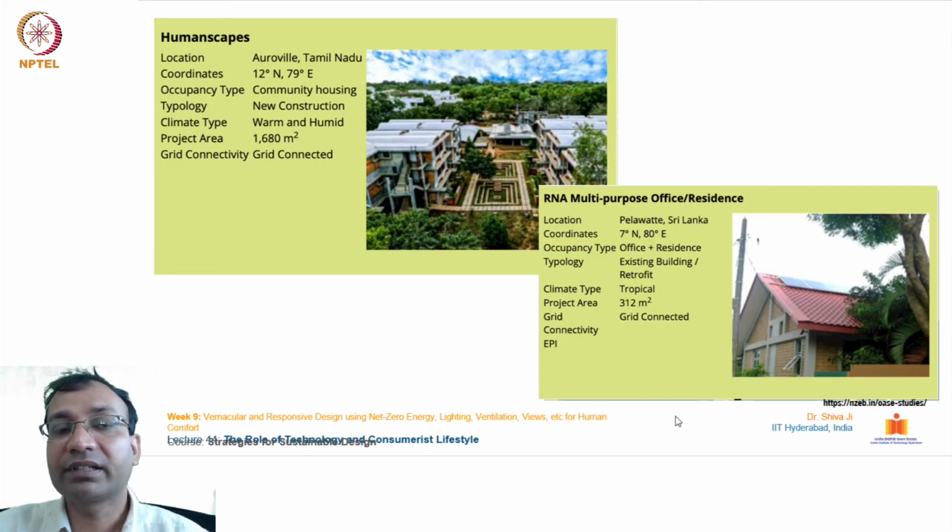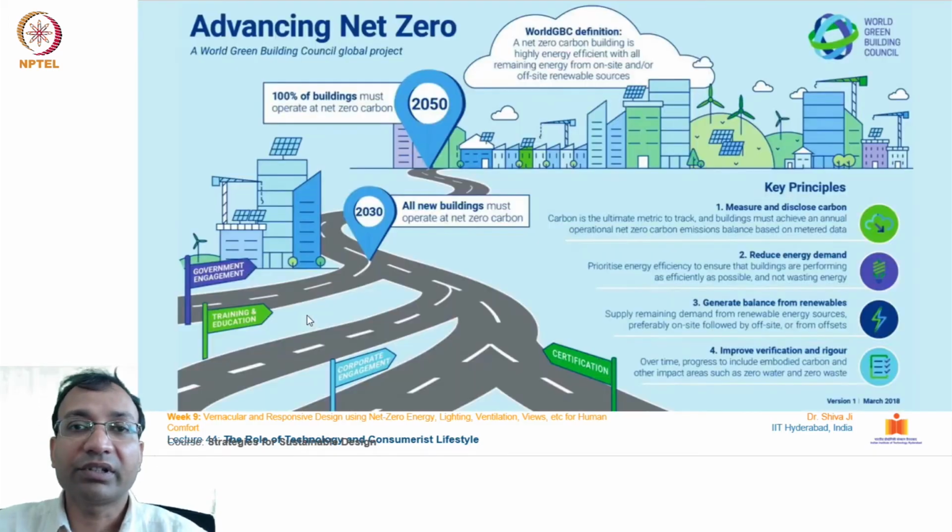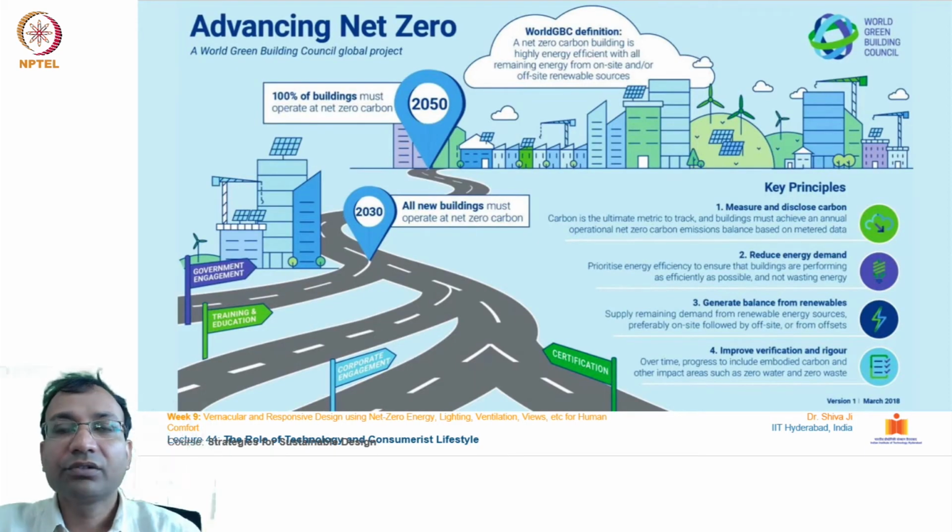Next we have an example of a small scale household project, the RNA multi-purpose office cum residence. This is located in Sri Lanka, and it is an office cum residence building. It was earlier an existing building, and this was done as a retrofitting. This is situated in a tropical climate, 312 square meters, and is also connected with the grid. So this is an example of how a small household unit can also go for such power generation.